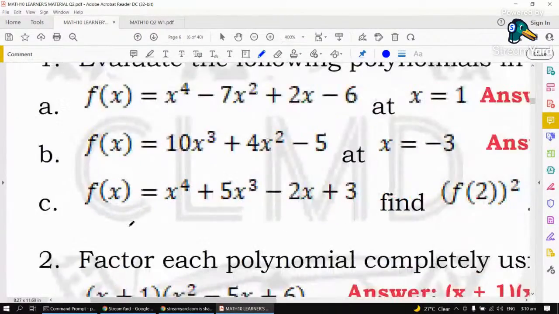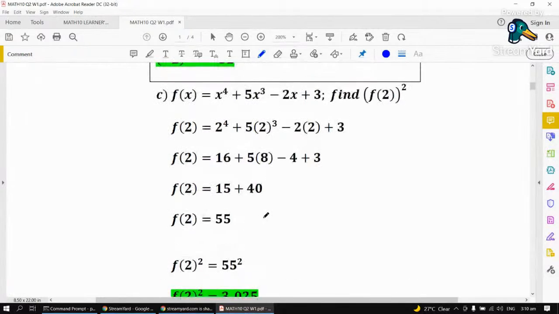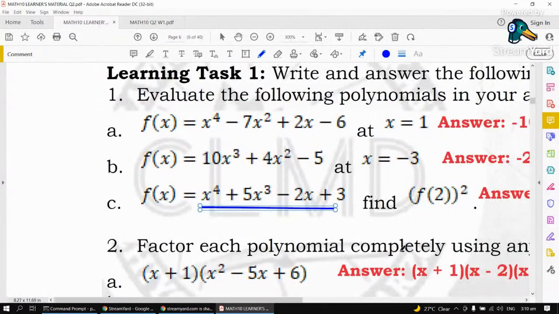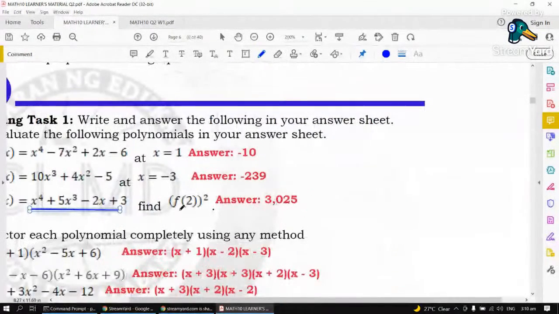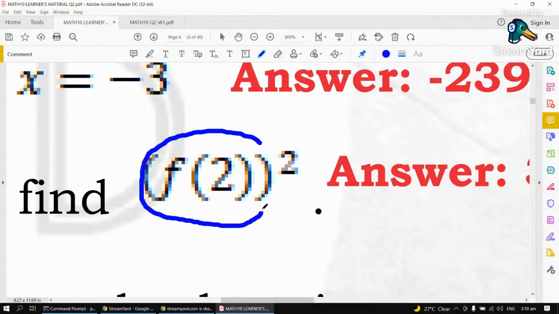C, x to the fourth plus 5x cubed minus 2x plus 3. Now, hanapin daw natin ang f of 2, and then 'yung sagot niyan ay square natin.